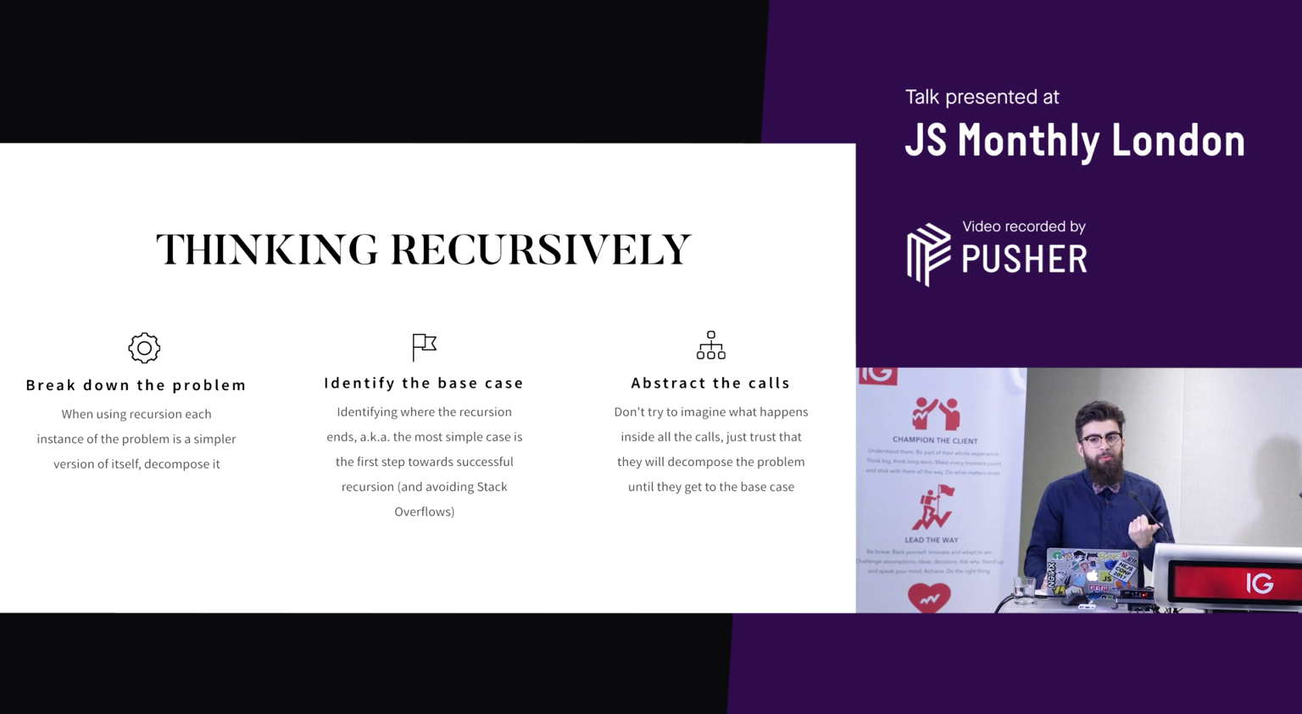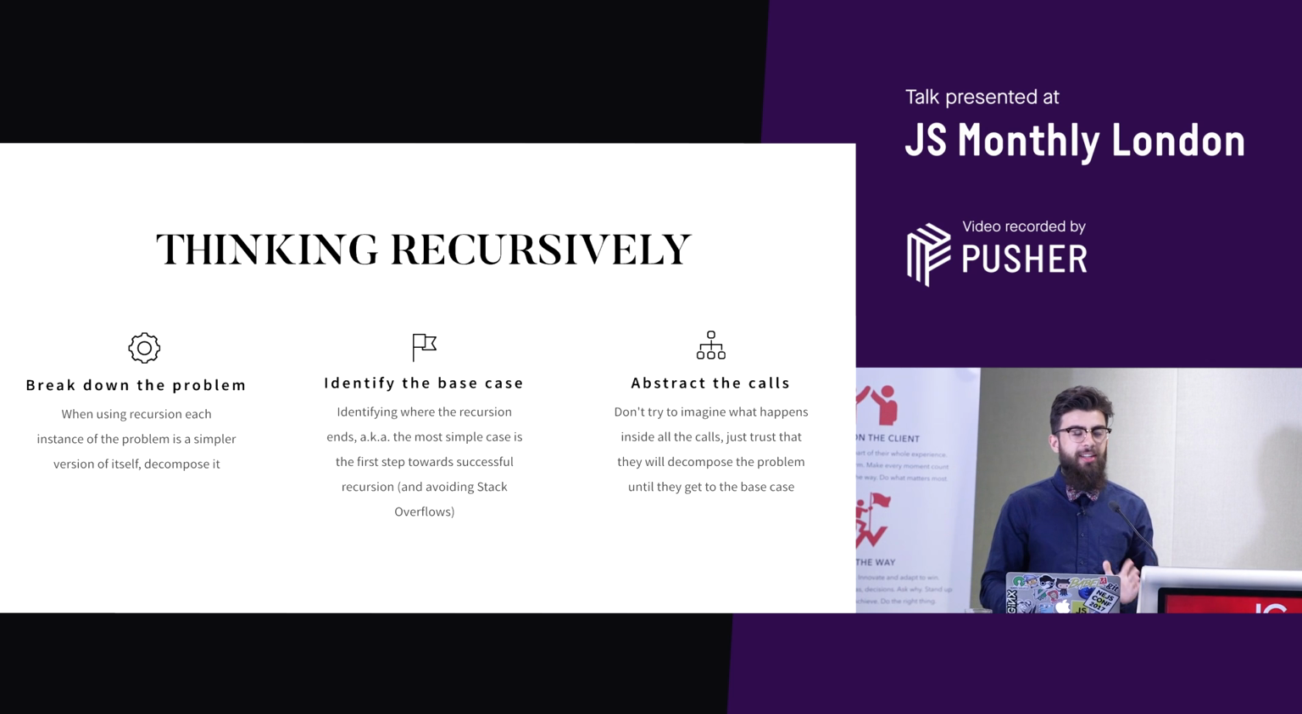And then you also abstract the calls, because if you keep thinking about what happens once you call the recursive function, your mind will get too deep into it and it's going to become hard. You just got to trust that you have identified the base cases correctly, the indivisible cases, and then you got to trust that you're gonna break down the problem in the right way for it to return those base cases, to exit the recursion, right? That's how I like to think about it. I think that's the best way to think about recursion.